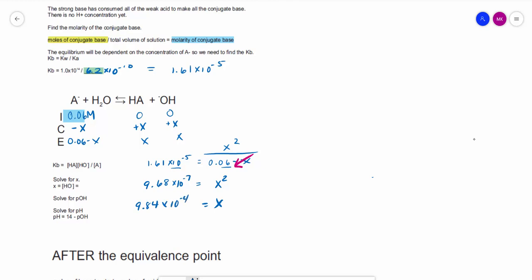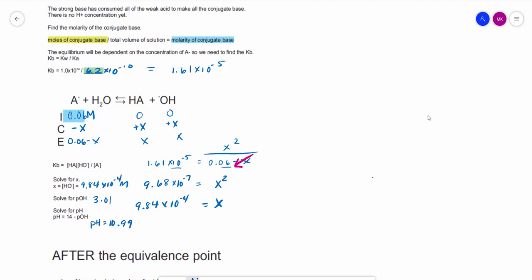But what's x? X is the concentration of the hydroxide ion. So because it's the concentration of the hydroxide ion, I can take the pOH. So I find the pOH, looks like it's going to be 3.01. And then I can find the pH, because pH is 14 minus pOH. I get a pH value of 10.99 for this particular situation.